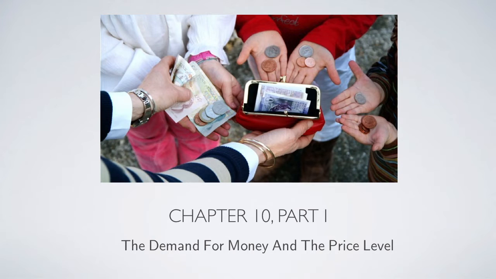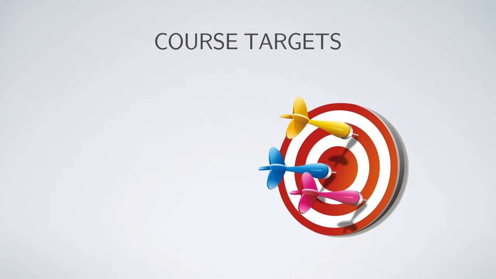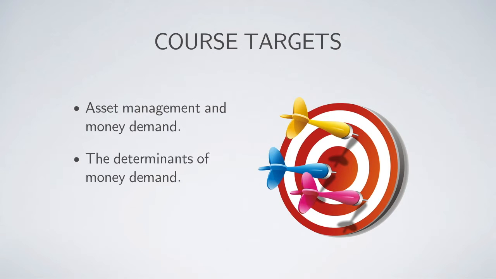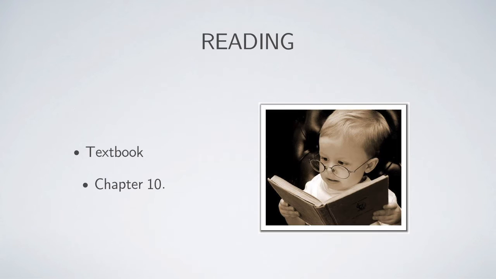Hi, today we are going to learn a new topic, which is the demand for money and the price level. For this chapter, the course targets are understanding asset management and money demand, then learning the determinants of money demand, and then learning the equilibrium conditions of money. For these topics, you need to read chapter 10 from the textbook.